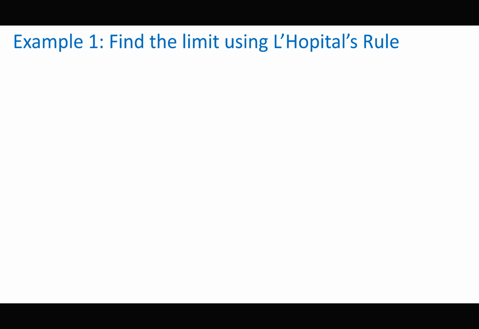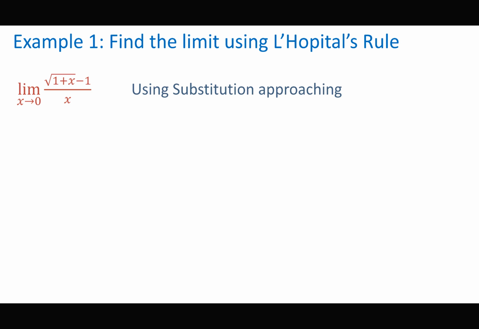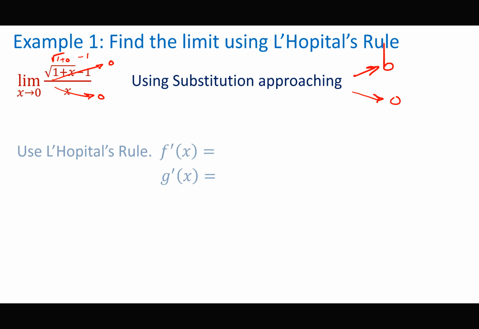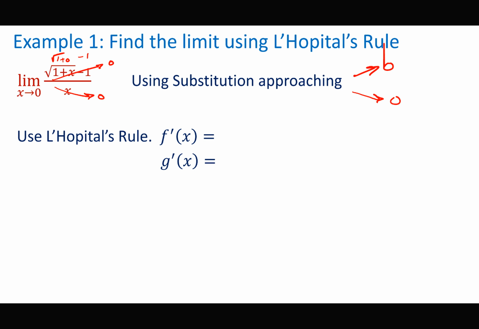Okay, so let's find the limit using L'Hopital's rule of this function. The limit as x approaches 0, square root of 1 plus x minus 1, all over x. We would say that we are approaching 0, approaching 0. If I put 0 in here using substitution, square root of 1 plus 0 minus 1 means this is approaching 0. This is also approaching 0. So we have that indeterminate form. So that's our first key. Because we have this indeterminate form, we can use L'Hopital's rule and find the derivative of each.